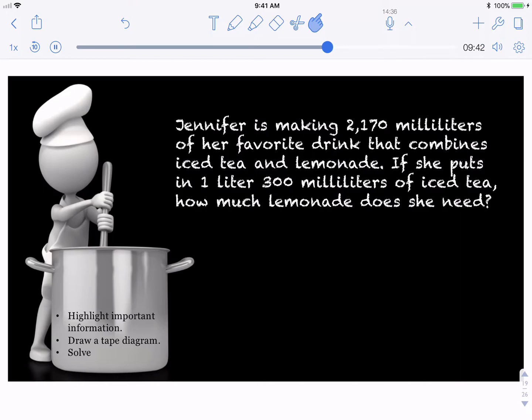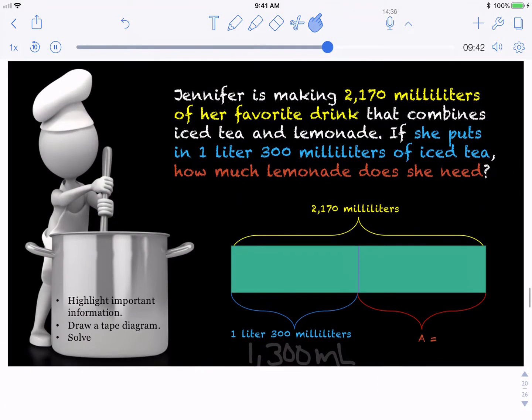Okay, the important information that's been highlighted is 2,170 milliliters of her favorite drink. She puts in 1 liter, 300 milliliters of iced tea. How much lemonade does she need? So we know that in all we have 2,170 milliliters. She's already used up 1 liter, 300 milliliters. What's another way to say 1 liter, 300 milliliters? What's another way to say that? We could say she's already used up 1,300 milliliters.